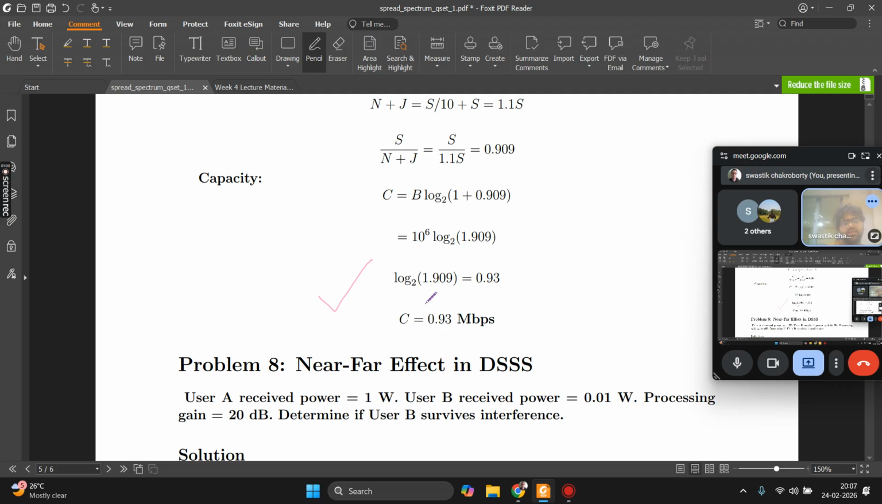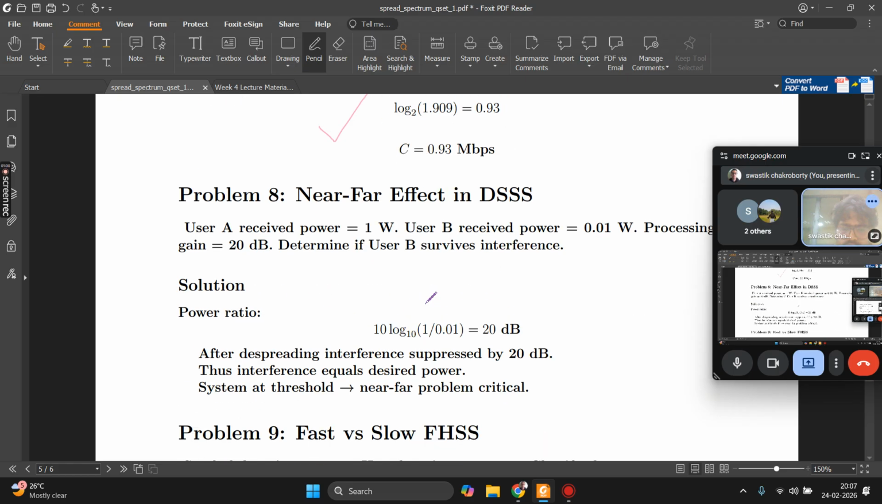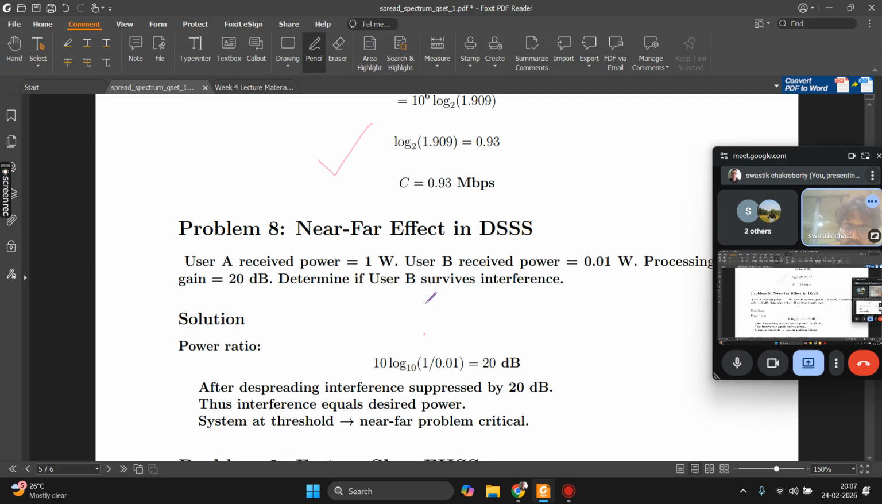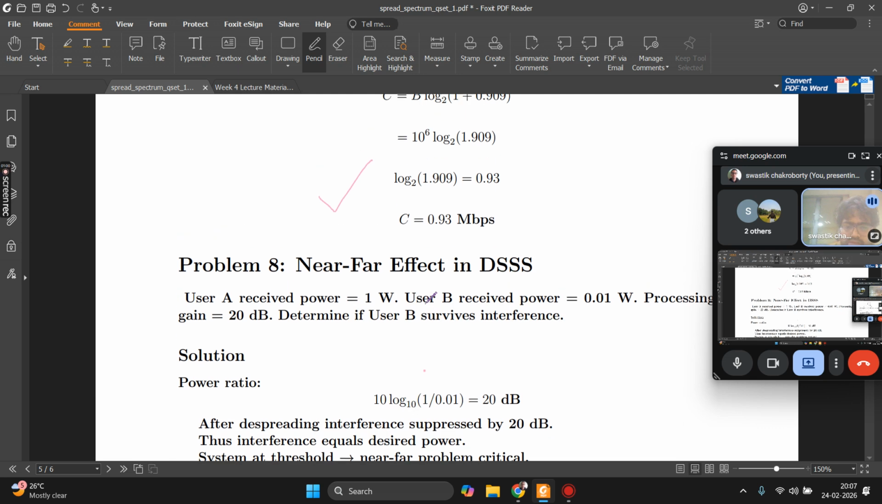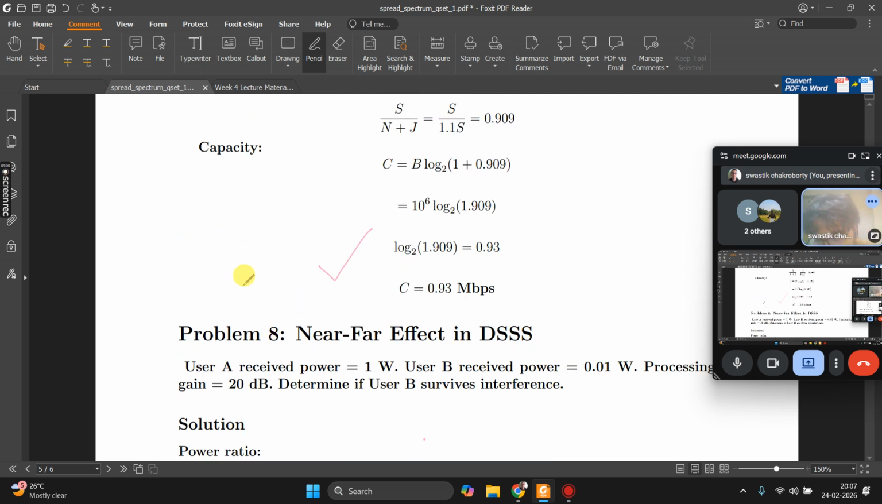Now we take another problem of interference. User A received power is 1 watt. User B received power is 0.01 watt. Determine the processing gain of user B. I think processing gain is not written clearly. Yes, processing gain is 20 dB. So the processing gain of user B is 20 dB. Determine if user B survives the interference.